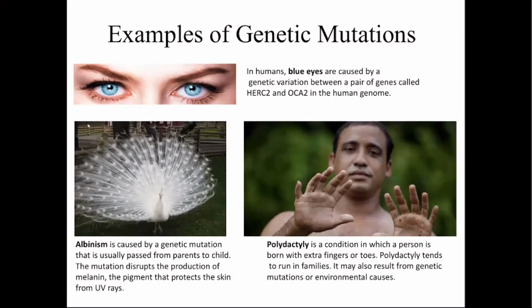Albinism is actually also generated by a genetic mutation. You can see that albinism is usually passed from parents to child. And overall, the mutation, specifically at the level of the DNA, is going to lead to the disruption of the production of melanin. You can see here a peacock that is albino, and there are examples at the zoo where you can see all kinds of albino animals. I remember I went to San Francisco to the California Academy of Sciences, a really cool place. They have an albino alligator. It was very interesting to see. But as you can see, in albinism the mutation disrupts the production of melanin, okay? Which is the pigment that protects the skin from UV rays.